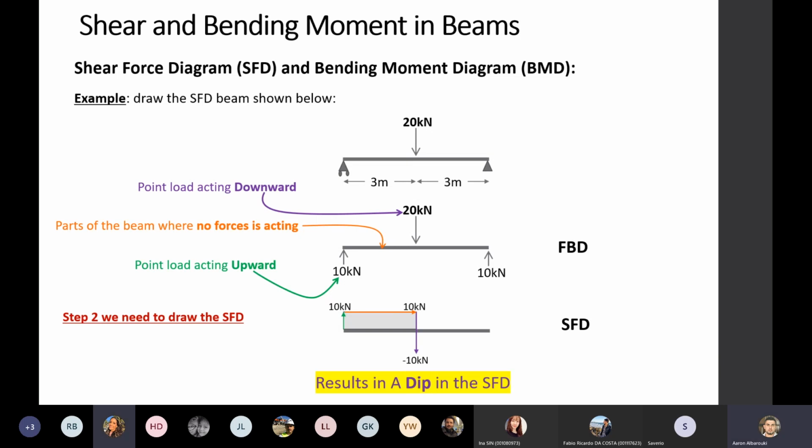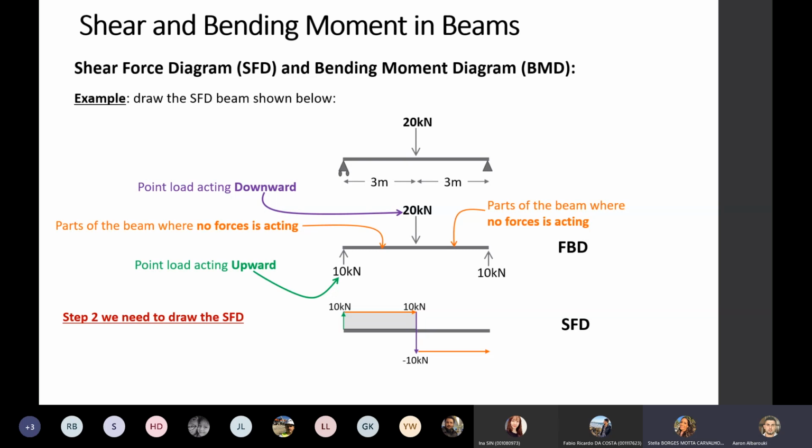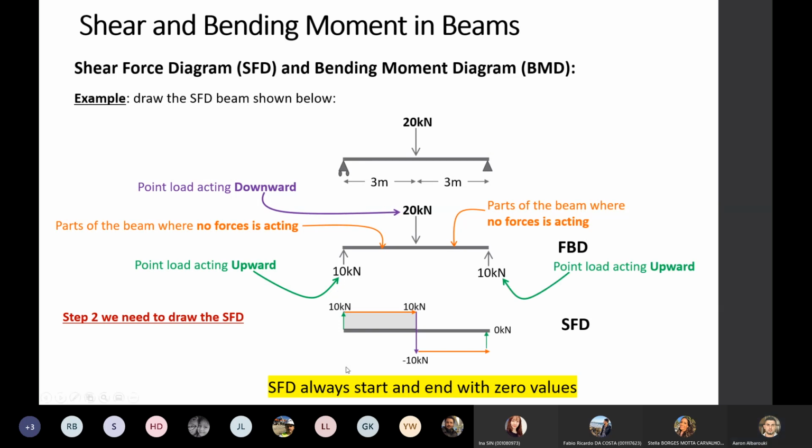Okay? And after that, anyone tell me what will happen after? I'm already at negative 10. Straight to the right, sorry. Perfect. And then go up again. Because this part doesn't have any force acting, the shear force diagram will maintain its last value. And then I will hit 10 kilonewton positive, that will move it up. And look at it, the shear force diagram started at 0 and then ended up at 0. If the shear force diagram doesn't finish at 0, you should know there's a problem there.